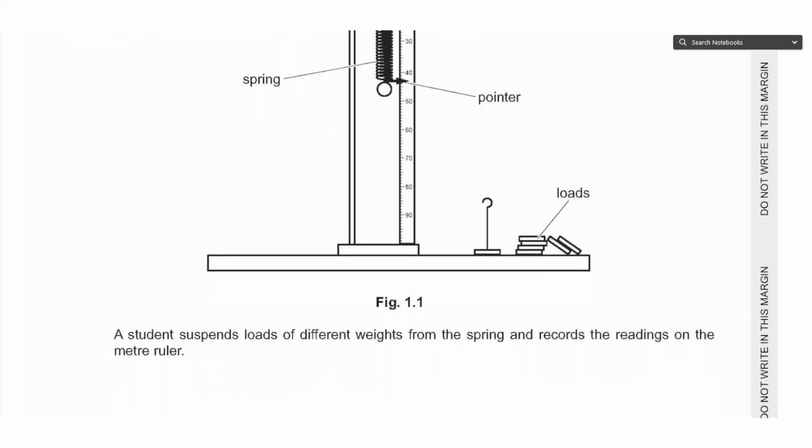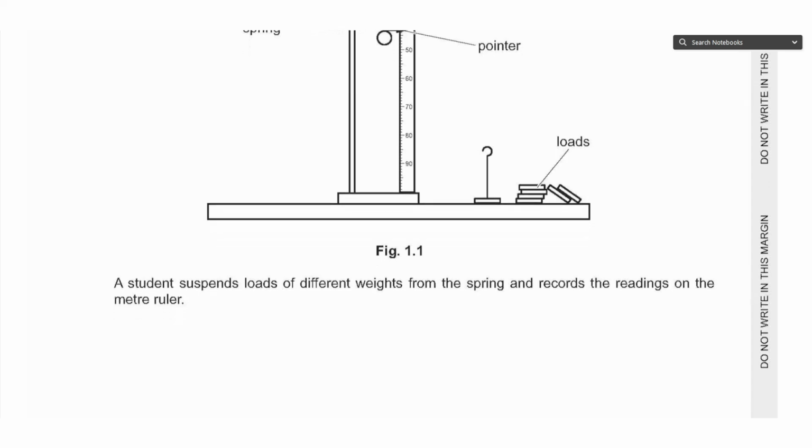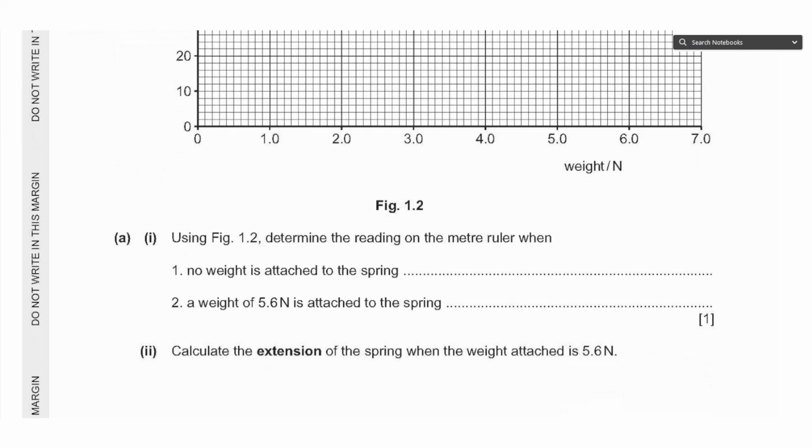A student suspends loads of different weights from the spring and records the readings on the meter rule. Figure 1.2 is the reading weight graph that the student obtained. So we have length against weight. Part A(i) says using figure 1.2, determine the reading on the meter rule when no weight is attached to the spring and when a weight of 5.6 newtons is attached to the spring.